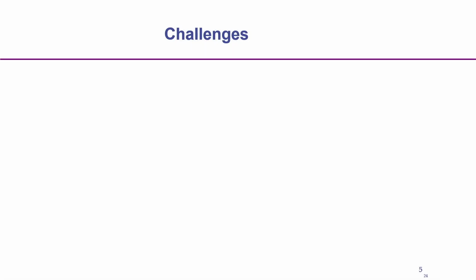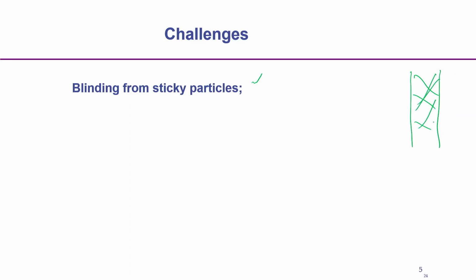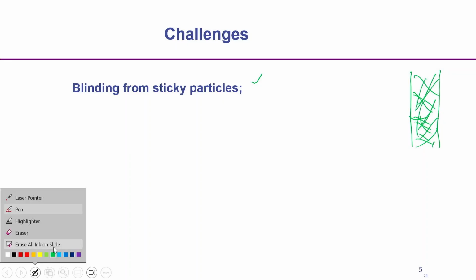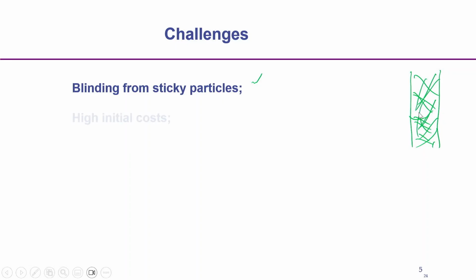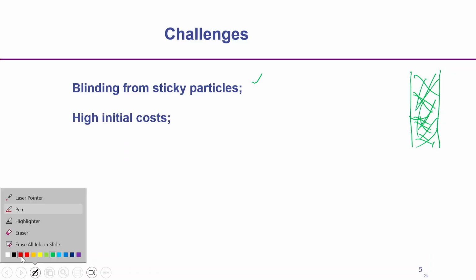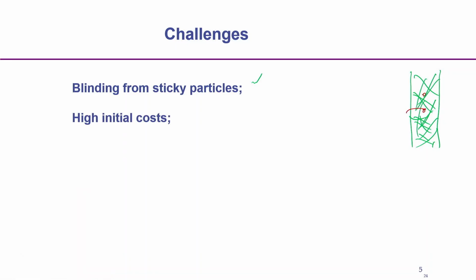And the challenge with the textile air filter is blinding from sticky particles, that is a problem. In the structure, suppose any sticky particle comes, entering into the structure. If the sticky particles are there, it will gradually blind the pores, so that the air flow rate will be reduced.